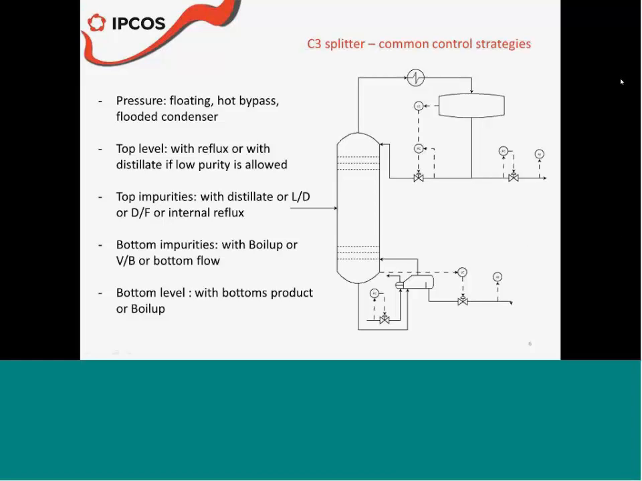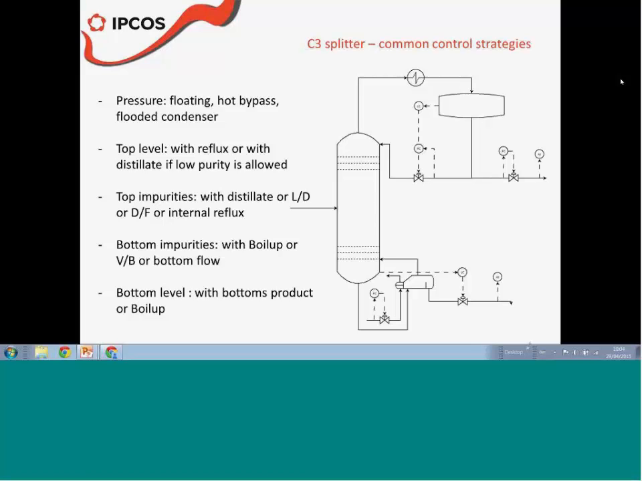For the top impurities, then depending on what you decide on your top level, you can use the distillate as means of controlling your impurities on the top. You can use the reflux ratio, or even you can use things like feed to distillate ratio, distillate to feed ratio, or make the calculation and control the real internal reflux to the column.